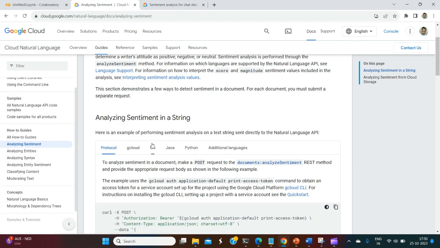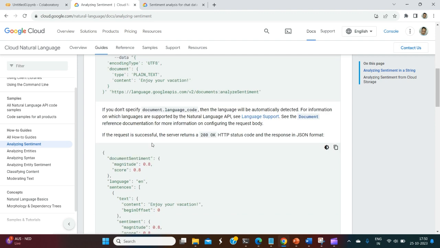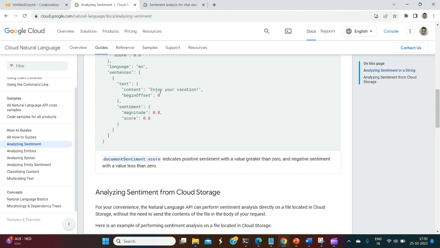You can see here they have given everything. This line indicates positive sentiment with a value greater than 0 and negative sentiment with a value less than 0. So what I have done is I have used their algorithm. They have their algorithm in their API, and as I told you, we can use it. I will show you. I have just incorporated that in my code.